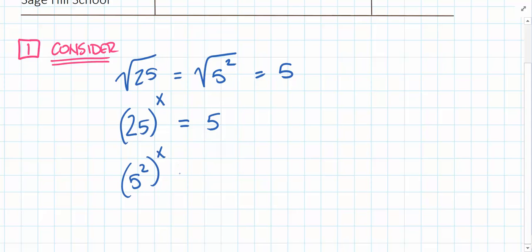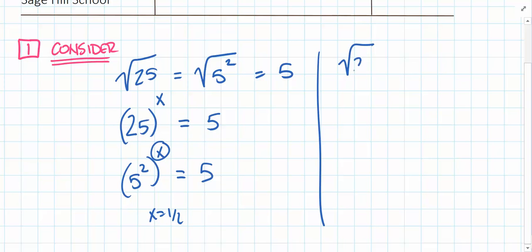And we just saw in all those properties, in all these crazy properties on the right-hand side there, the power of a power, and this still has to be 5, right? So what does x have to be in order to make this true? X has to be 1/2. So it must be true that the square root of 25 is the same thing as 25 to the 1/2 power. You guys agree with that? Yeah? Okay, good. Let's try another example.